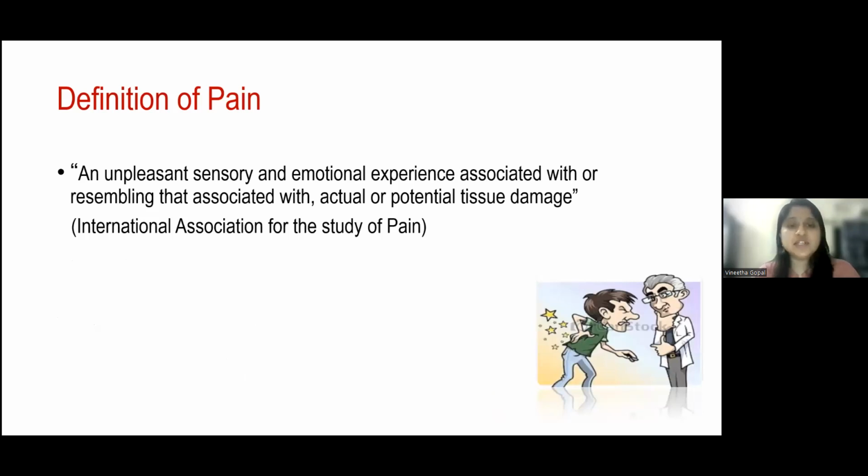So the International Association for the Study of Pain, IASP, the latest definition which they updated in 2020 is: pain is an unpleasant sensory and emotional experience associated with or resembling that associated with actual or potential tissue damage. But we don't need such a long definition to understand what is pain. In simpler words, if there is one take home point from this class, that would be to believe the patient. Pain is what the patient says it hurts.